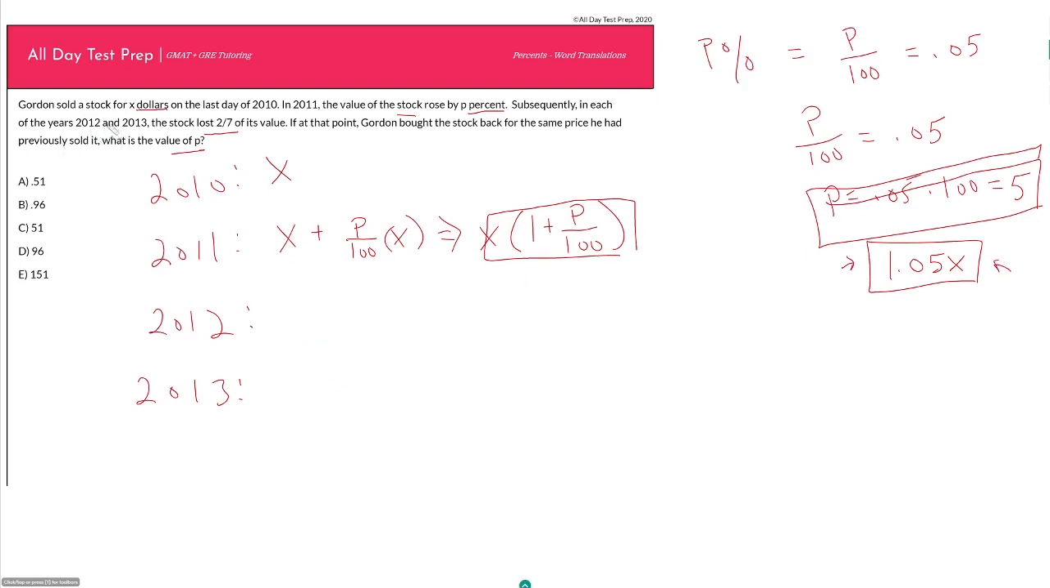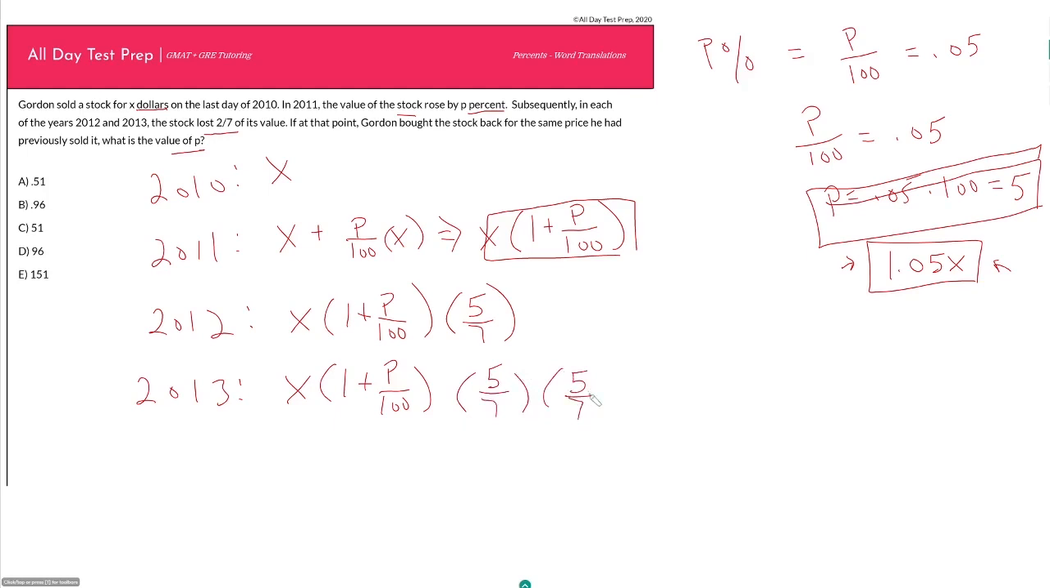Subsequently, in each of the years 2012 and 2013, it lost 2/7 of its value. And so therefore the price of the stock, if it is a 2/7 decrease, the price should be 5/7 of the value at the beginning of the year. So this is my value at the beginning of 2012. By the end, it's just 5/7 of that. And so you can see every year I'm just tacking on an additional value to what I started with. So for 2013, I just have to add an additional 5/7.